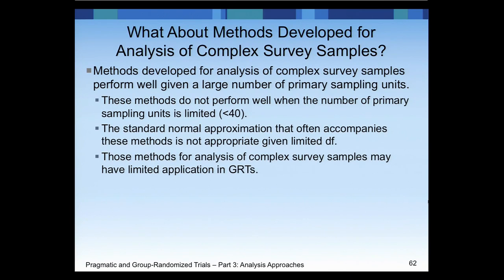What about methods developed for analysis of complex survey samples? And there are a variety of those. These methods suffer from the same problems that the GEE methods suffer from. If we don't have a good number of groups in each condition, we can get into difficulty with an inflated type 1 error rate. Many of these methods then are useful in large group randomized trials, but not when the number of groups per condition is limited.